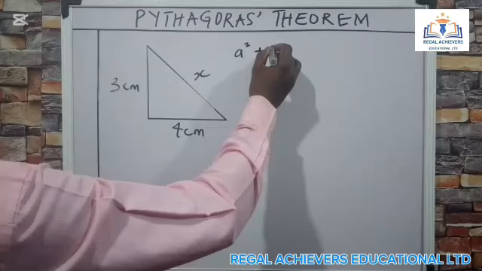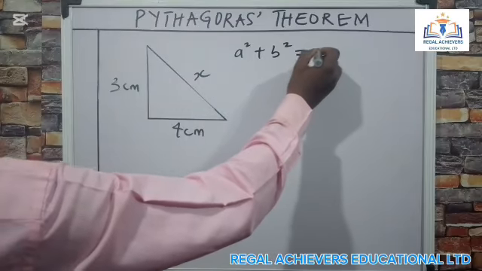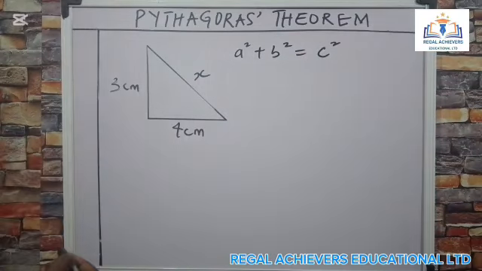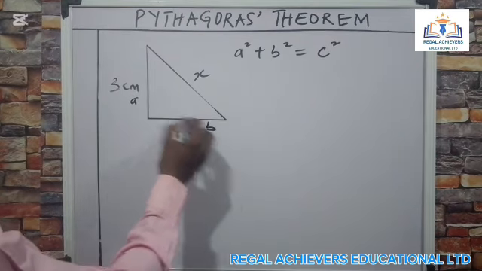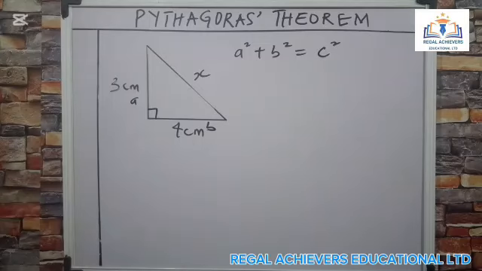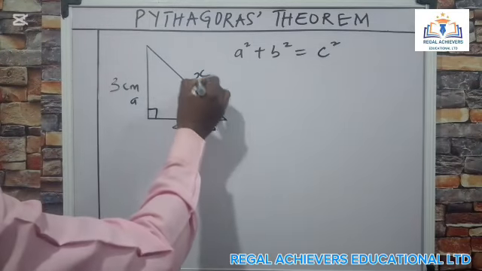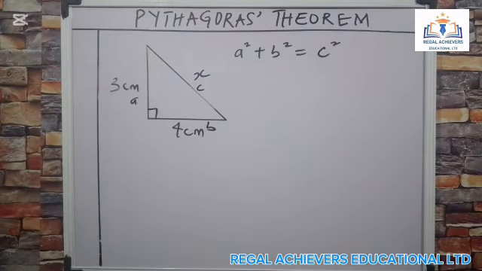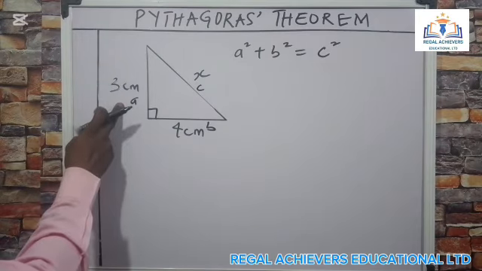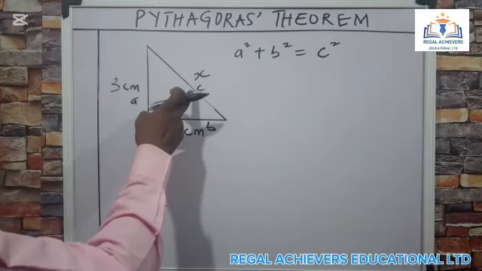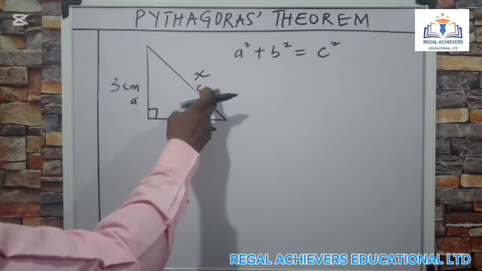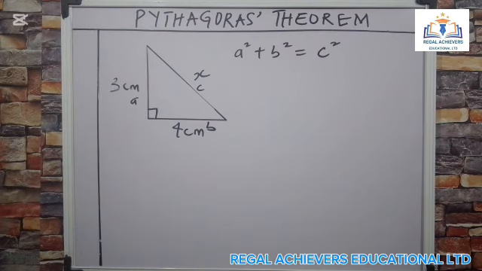a squared plus b squared equals c squared. That is, if this side is a, this part is b, and then this longer side is c. That means the square of this part plus the square of this part will give you the square of this longer side. This principle is applicable to right angle triangles.